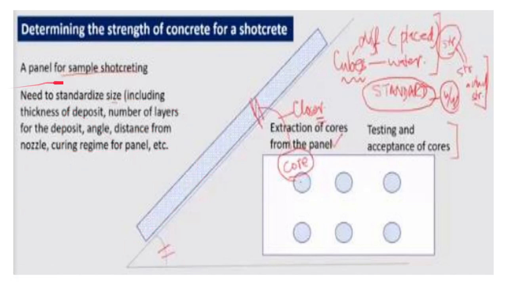So we have to standardize everything, and then we have to extract some cores from the panel, as shown here, and test the cores for certain criteria and see whether the values are coming within the acceptable limits as per the standard codes. Okay, so this has been mentioned in ASTM and AS2 codes, which we can follow.